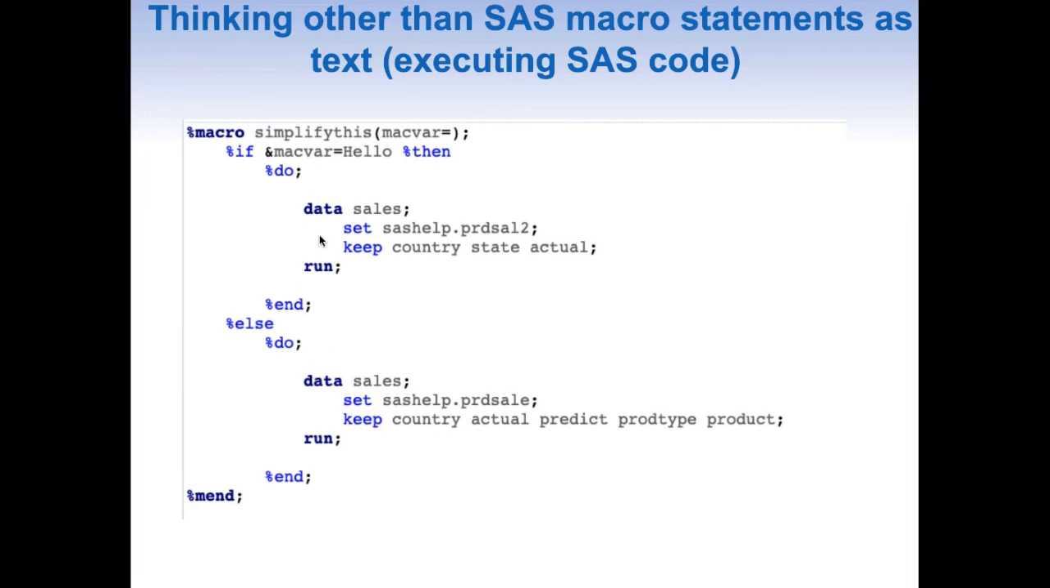Or for this macro, this is nothing more than text. So 4 lines of text, 4 lines of text. We have written 8 lines of text. But if we look closely, data sales is common in both the conditions and run is the same for both the conditions. So we can improve this macro by not writing this data sales and run multiple times.